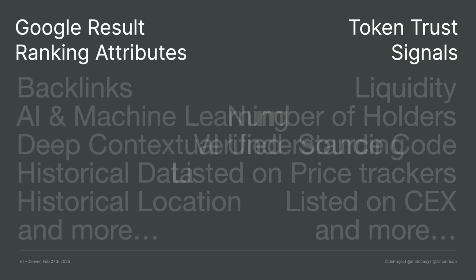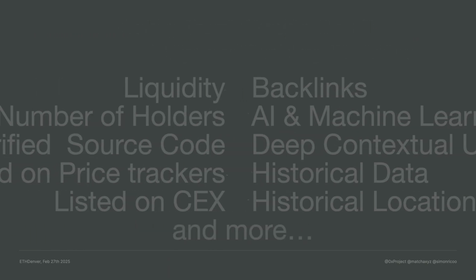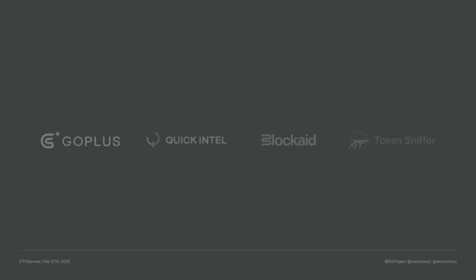So if you bring back the Google result ranking attributes, are there any alternatives that we can use in our privacy-focused industry to improve the ranking? Of course there are. And there are tools that we can use today, like Go+, Squigintel, Block8, or Token Sniffer, that can help us do that.